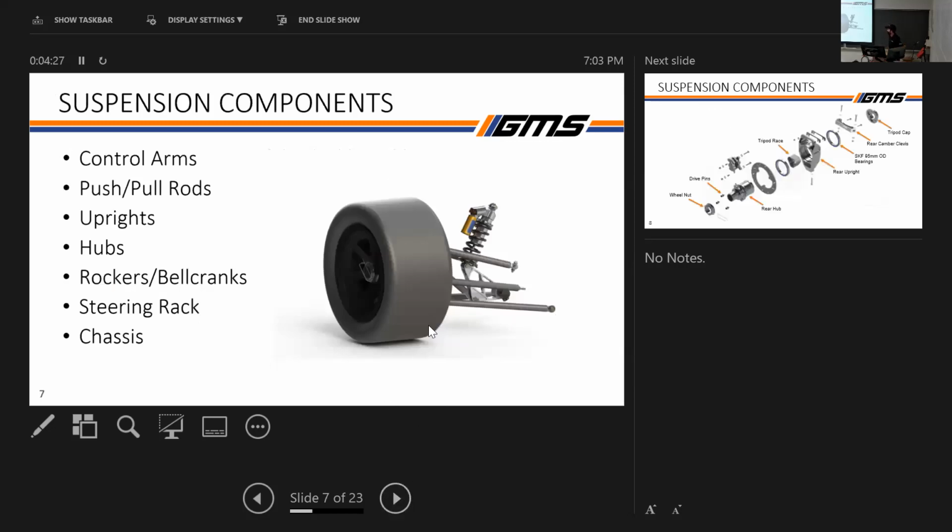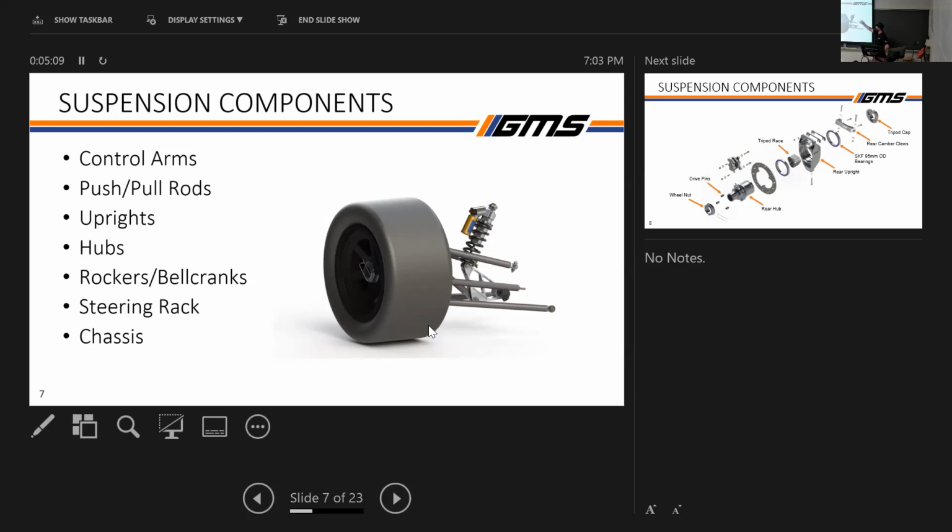All right, so suspension components. We have control arms, which are these carbon pieces there. They basically connect where the wheel is to the chassis. We have push and pull rods, which is this section here. It's hard to see, it's behind the tire, but it connects to the bell crank and then to the upright. We have our hubs, which is the actual rotating part that the wheel attaches to. It's the part that pulls the wheel onto the car. And then we have our rocker arms, is what some people call them, but we call them bell cranks. That is this part here.